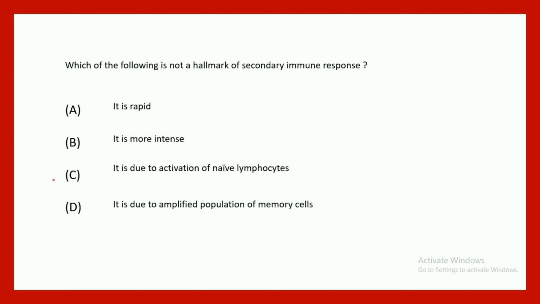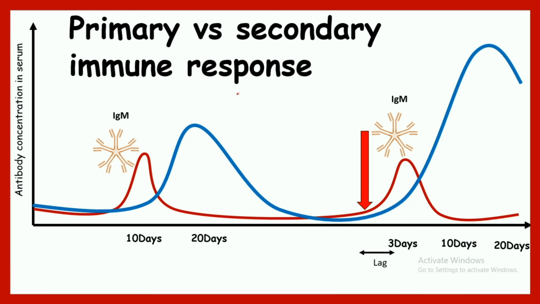So let's try to understand the concept. The answer would be C. Why? In a moment, it would be clear that secondary immune response is way more rapid, intense, and involves memory cells, and it is way stronger than a primary immune response. So let's begin to understand a primary versus a secondary immune response.